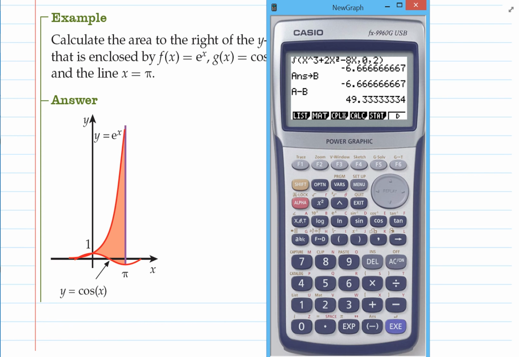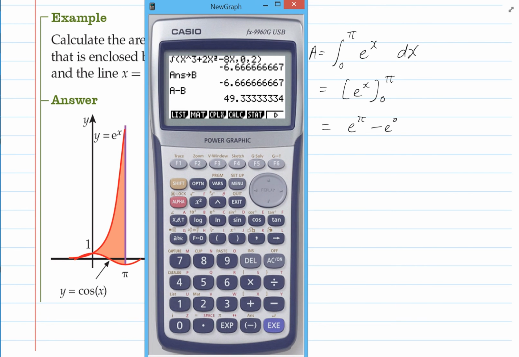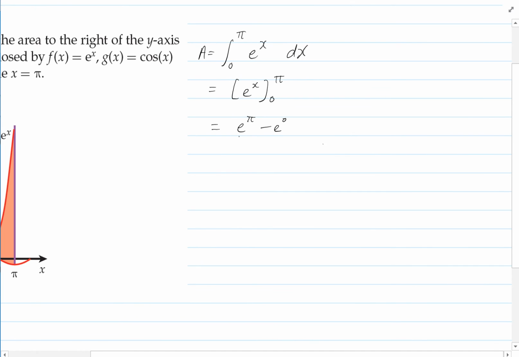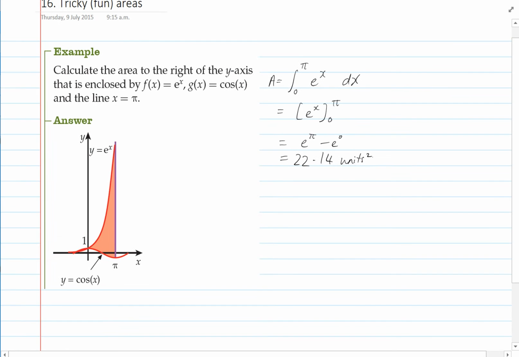And so we'll get our calculator out for that, and we'll have e to the pi minus e to the 0, which is just 1, so 22.14, 14 I should say, 22.14 units squared. Okay.